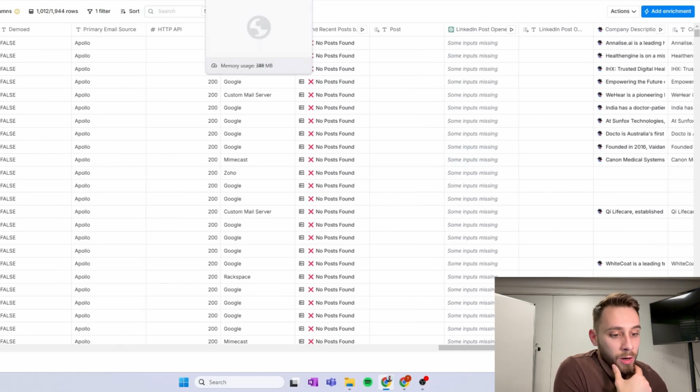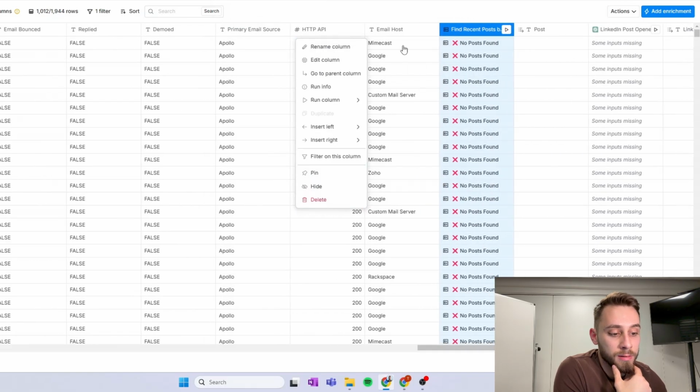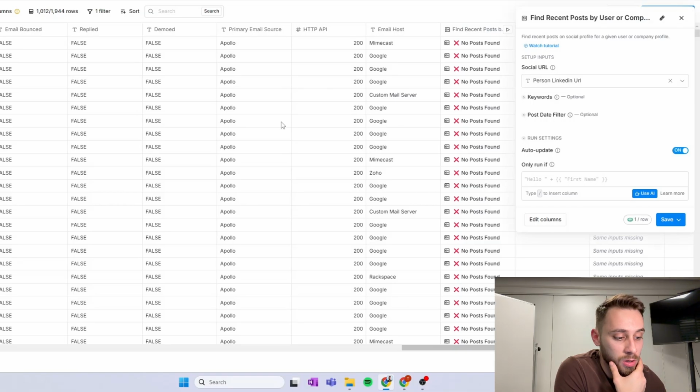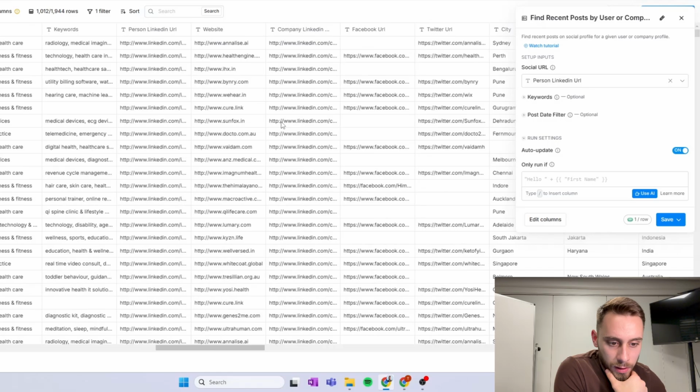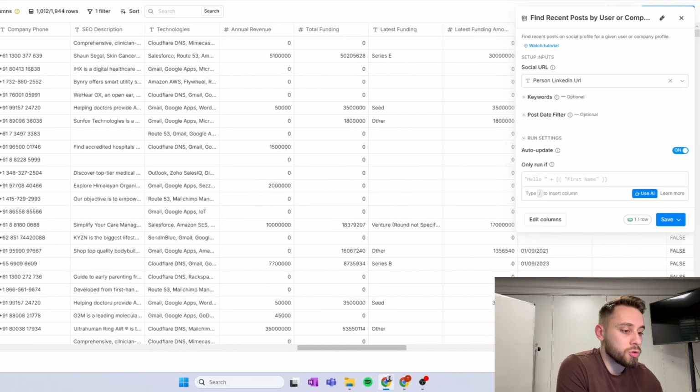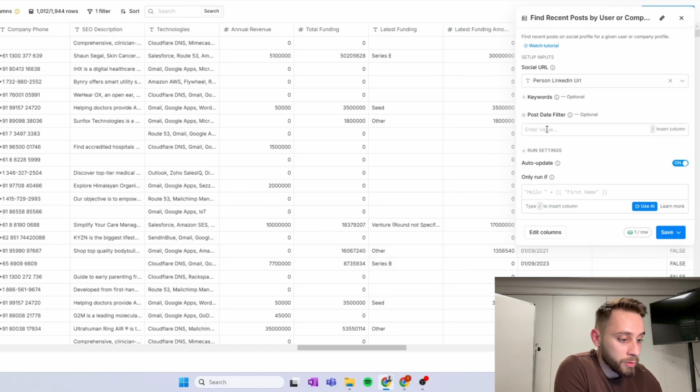So when we were working on this campaign, first of all, we looked for the recent post of the LinkedIn user. So if you have this column where it says person LinkedIn URL, then what you want to do is go to enrichments and type find recent posts, click on the field, and you're going to be greeted by this pop-up window. Point it to the column, and then if you want, you could also add a post date filter so you only scrape LinkedIn posts from the last 6 months.